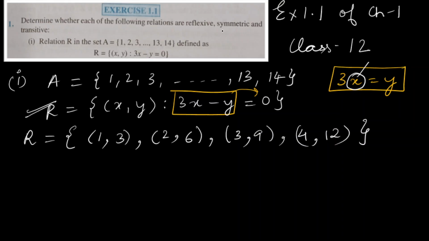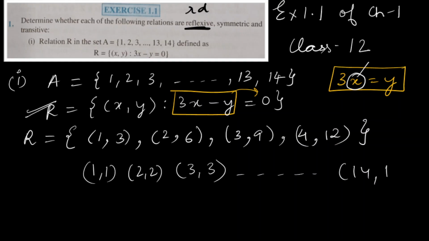Reflexive. I told you, a duplet should be there. From RD I told you to remember. So that means for all the 14 elements, I should have 1 comma 1, I should have 2 comma 2, I should have 3 comma 3. Continuing like this, I should have 14 comma 14 as well.